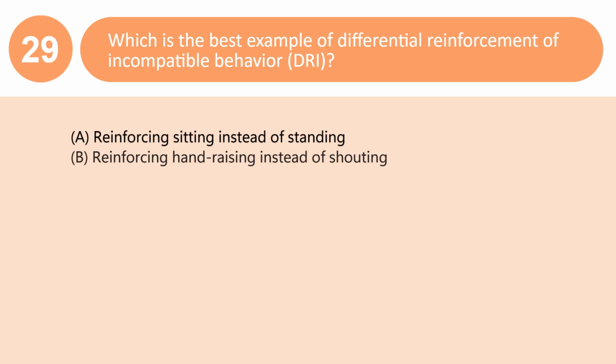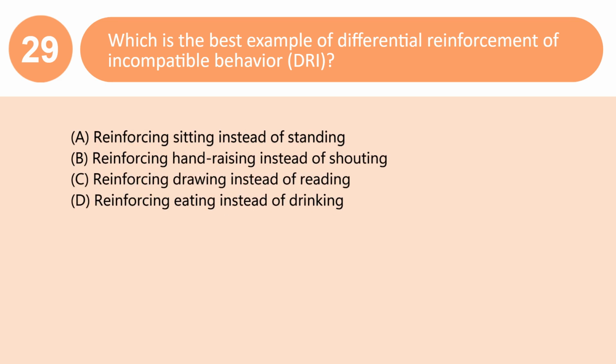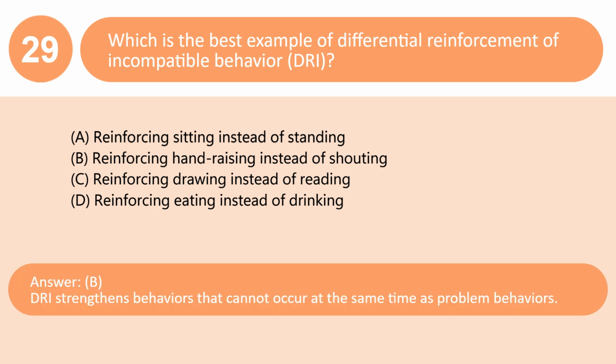Which is the best example of differential reinforcement of incompatible behavior, DRI? A. Reinforcing sitting instead of standing. B. Reinforcing hand raising instead of shouting. C. Reinforcing drawing instead of reading. D. Reinforcing eating instead of drinking. Answer B. DRI strengthens behaviors that cannot occur at the same time as problem behaviors.